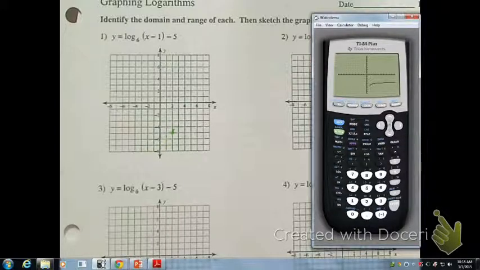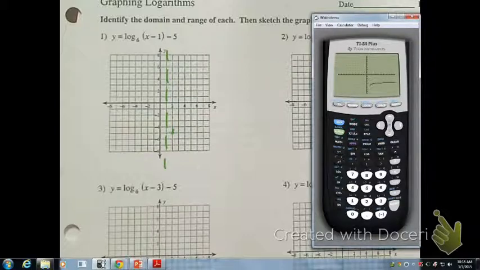Asymptote. Do we have a new asymptote? Yes. Where is it at? It's at 1, right? Because we had x minus 1, we went to the right 1. So let's dash that in at 1. That's our new asymptote.